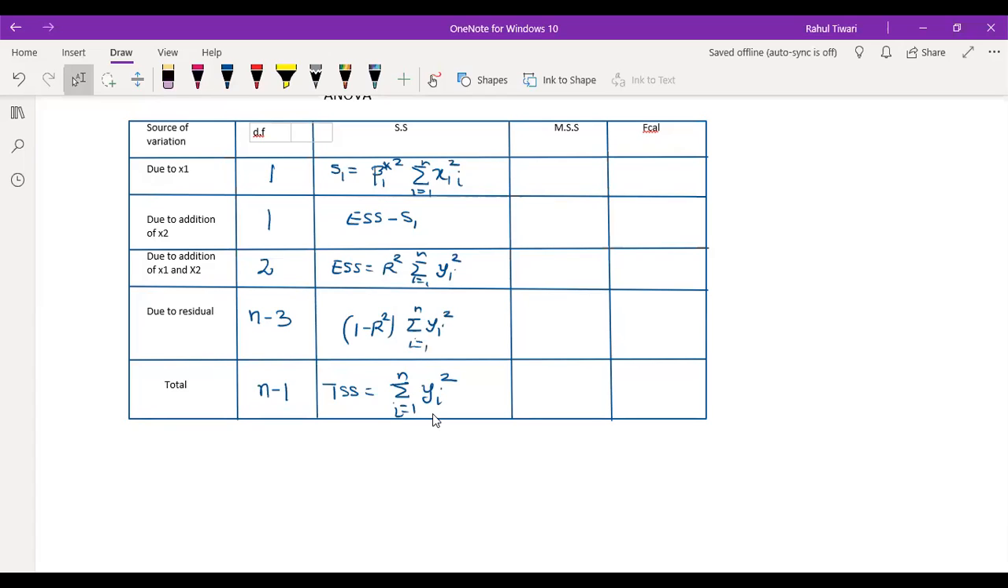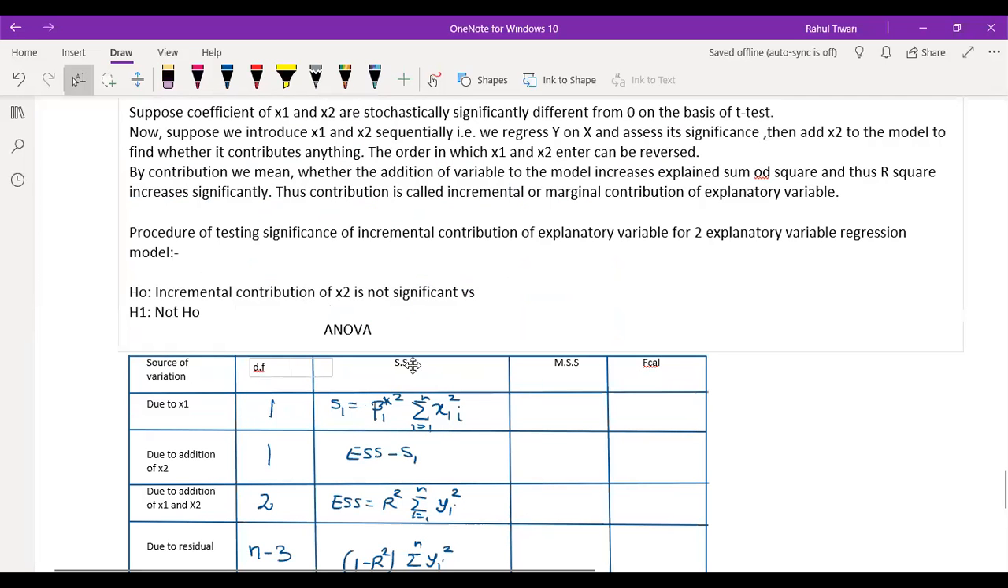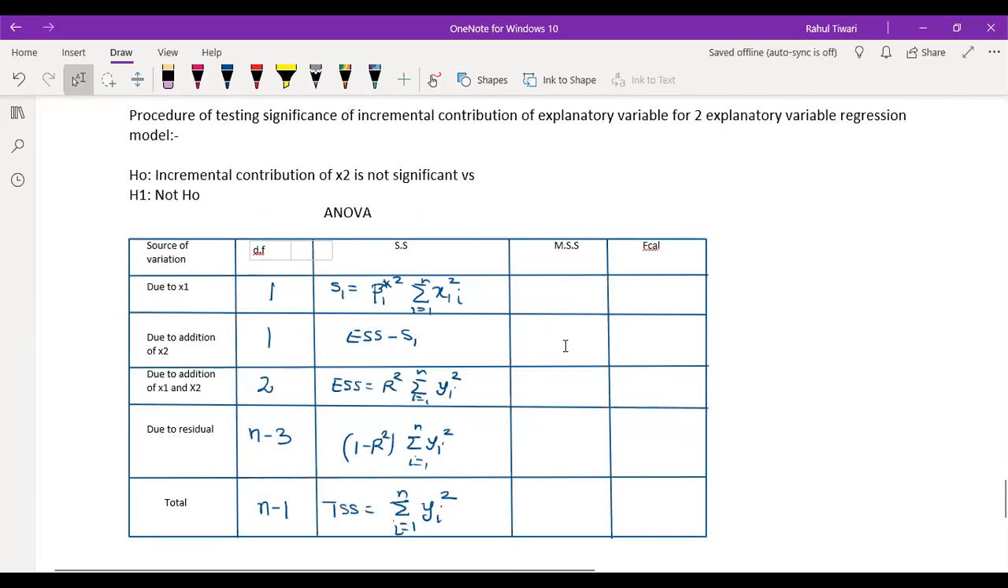And then based on that you can find MSS. Now since we have to check for the incremental contribution of x2, you need to calculate MSS only for x2. So this is ESS minus S1 upon 1, because to get MSS, SS is upon degree of freedom. And based on that you can calculate FCAL. So FCAL will be with 1 comma n minus 3. 1 will be the degree of freedom for this, and n minus 3 degrees of freedom will be for the residual.